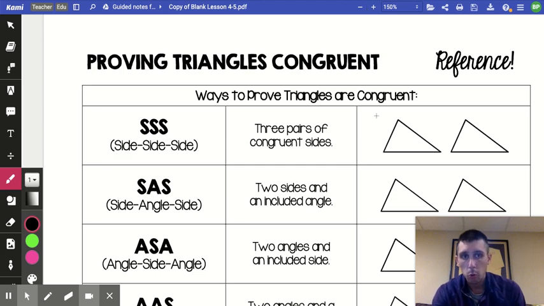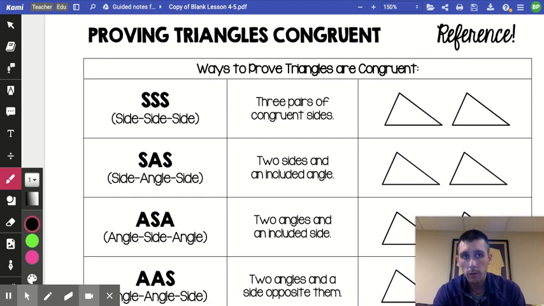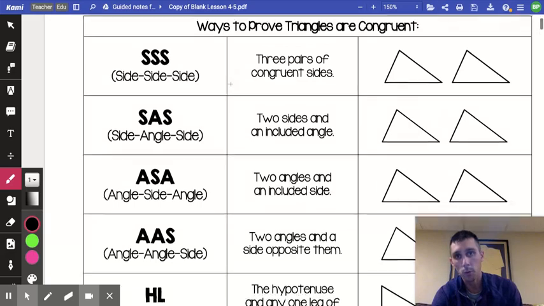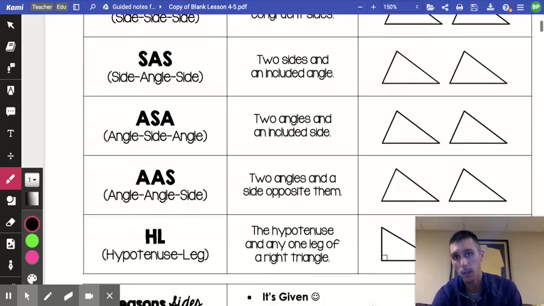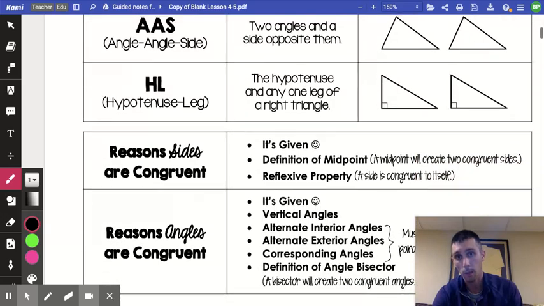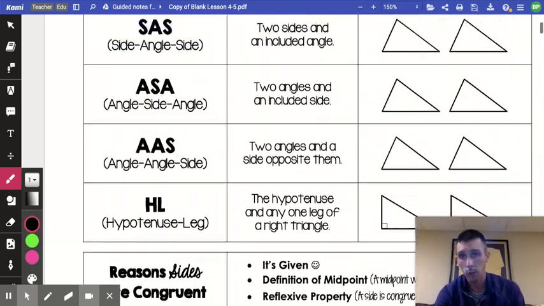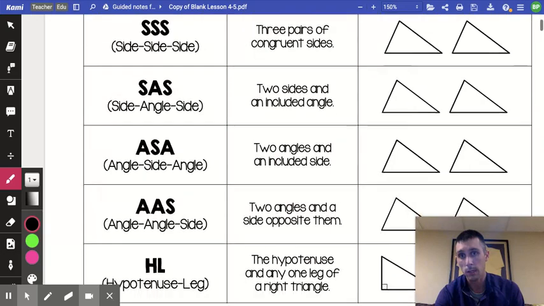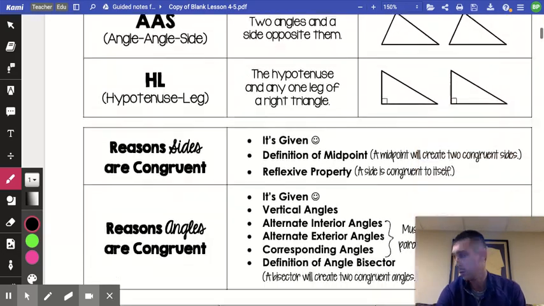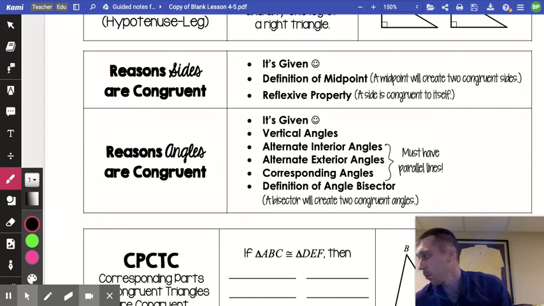All right, guys. So we're moving on to unit 4, lesson 5, talking about ways to prove triangles are congruent. So there's many different ways: side, side, side; side, angle, side; angle, side, angle; and hypotenuse leg. We are only going to deal with two of them right now: side, side, side and side, angle, side. Those are the only ones we're going to deal with for right now.